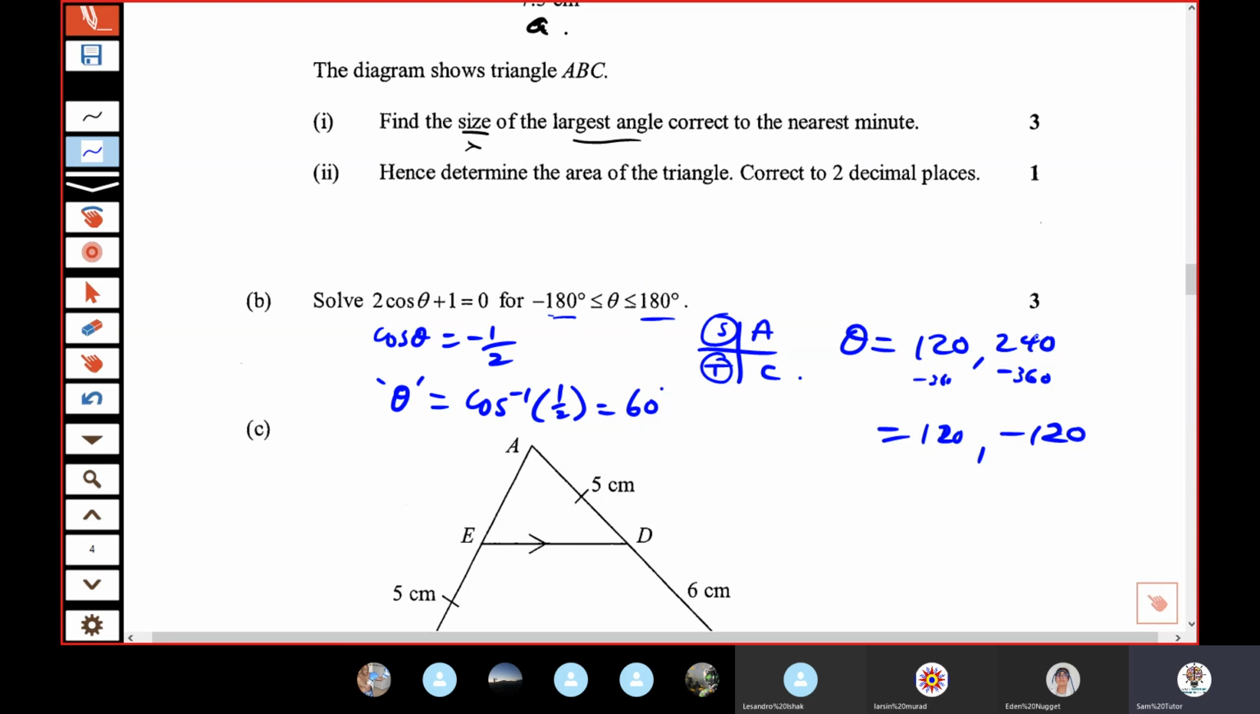So you would cross out the other two, technically. Does that make sense? So if it was all the way up to 360, you should have obviously 240, but because it's not up to 360, these are your two answers. Yeah, very important. Add and subtract 360s. Continue.